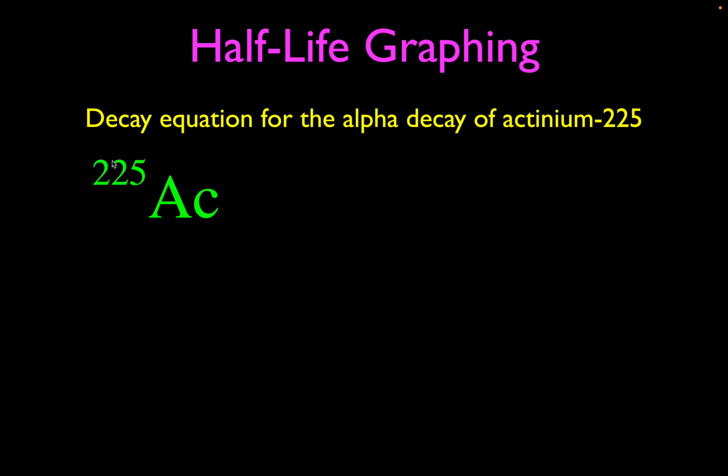Actinium-225, this is the mass number, the number of protons and neutrons together in the nucleus. And we look it up on the periodic table. Actinium has an atomic number of 89, which means it has 89 protons in its nucleus. We know it's going to undergo alpha decay. An alpha particle is simply a helium-4 nucleus, and that's going to come out. Okay, it's going to emit that.